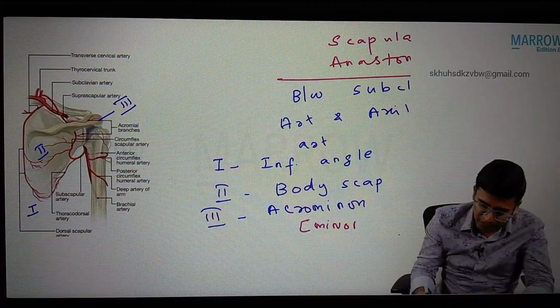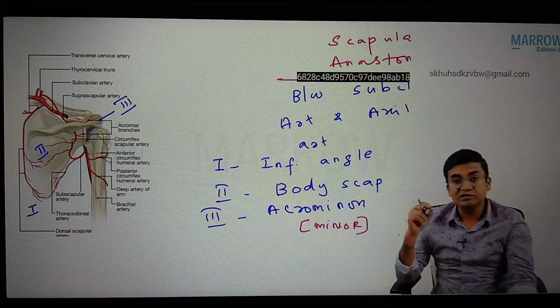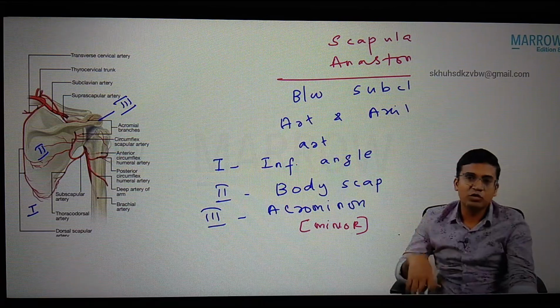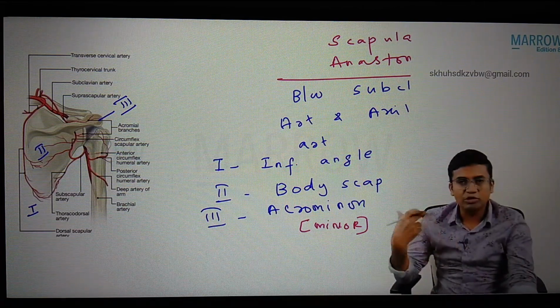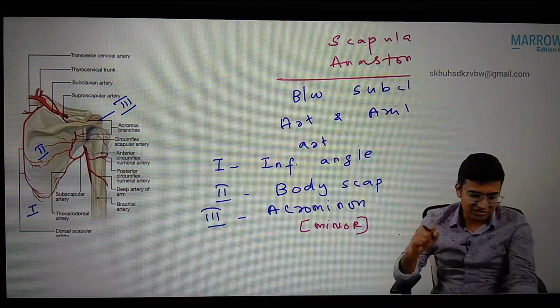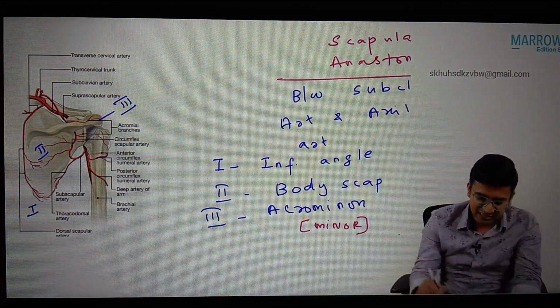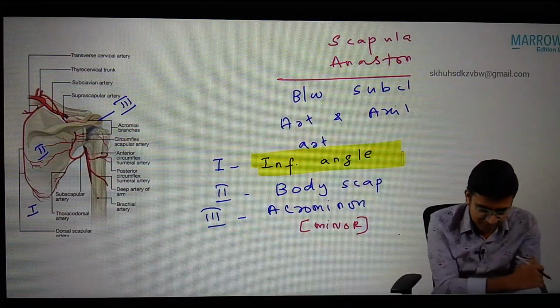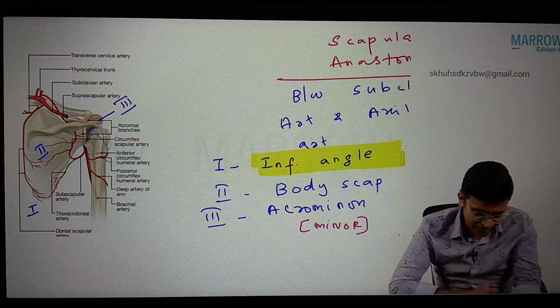Now what are the vessels involved? In the exams they ask you specifically what vessels are involved in the anastomosis over the inferior angle of the scapula, over the body of the scapula, or the acromion process. Likewise, you get the question specifically. Now we see one by one. First we're going to discuss the anastomosis at the inferior angle. We're going to zoom this diagram and see the arteries.